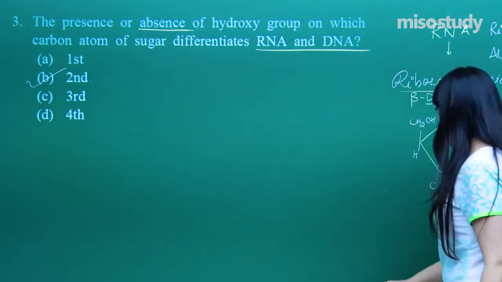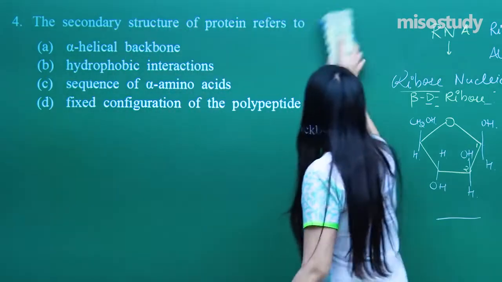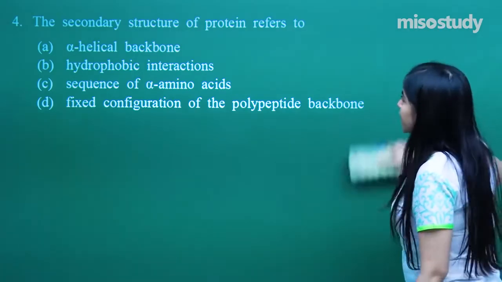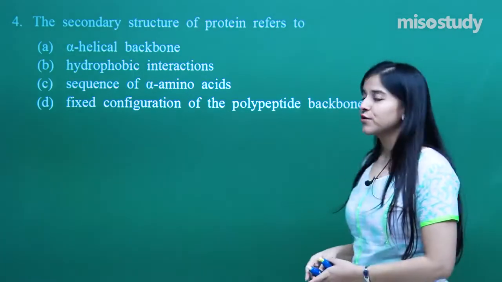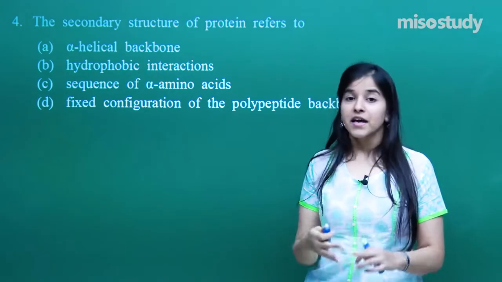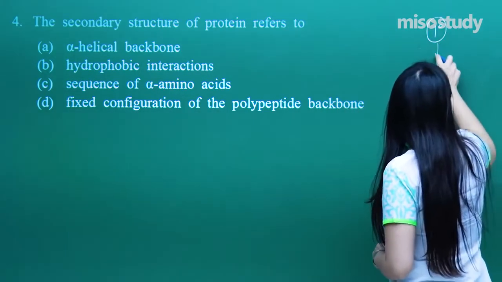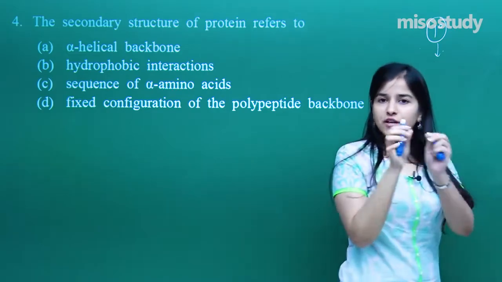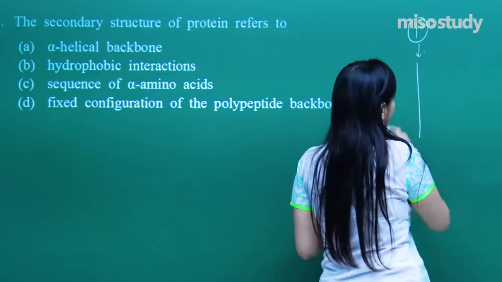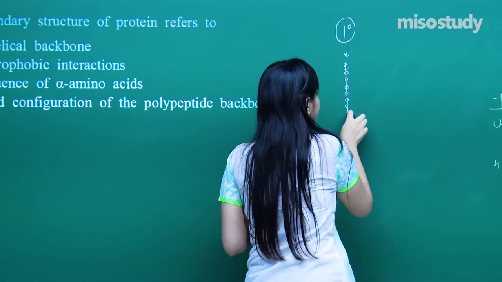So now let's move on to the next question. Here the question comes about the proteins finally. The secondary structure of protein refers to. So I need to have proper information about what primary protein is, what secondary is, and what tertiary is. We all know that primary is just depicting a chain of different amino acids linked together. So that is a single chain, and that single chain is containing different amino acids linked.